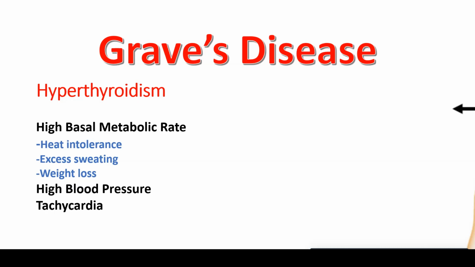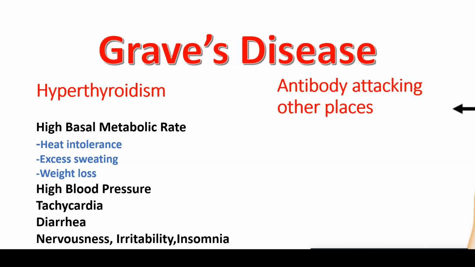Now let's look at the system-wise features. In CVS, we will have high blood pressure and tachycardia. In the GIT, we will have diarrhea. In the CNS, we will have nervousness, irritability, and insomnia. Along with all this, we will have an enlarged thyroid gland. It's a very active gland, which produces thyroid hormone very actively, which is why it's called the toxic goiter.